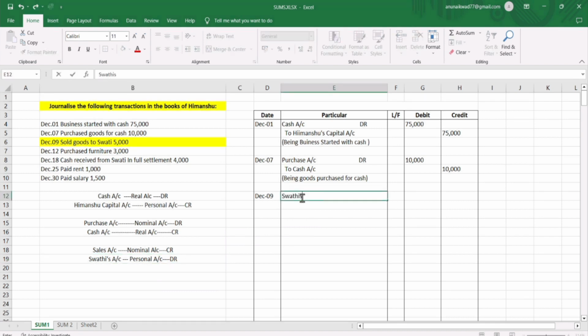So Swati's account debit to sales account rupees 5,000.